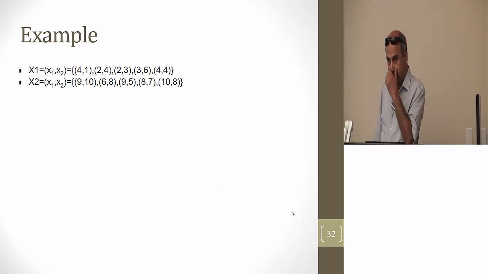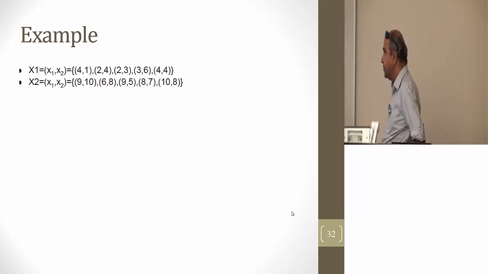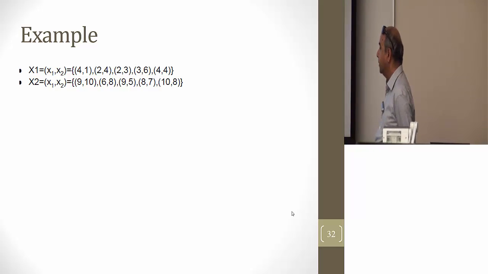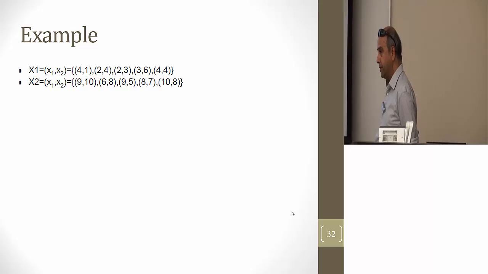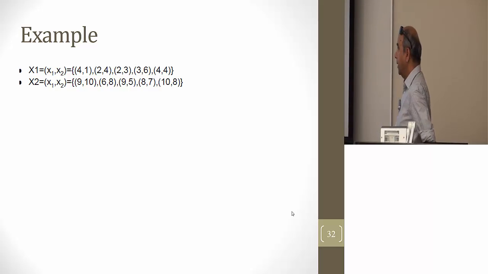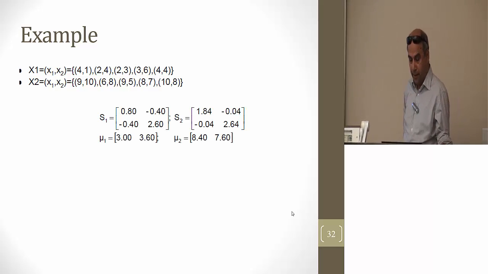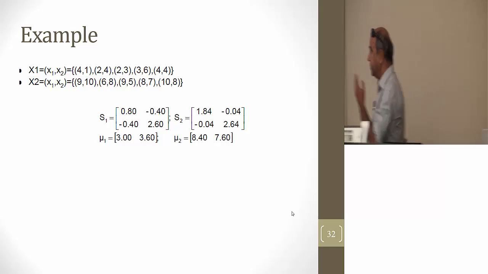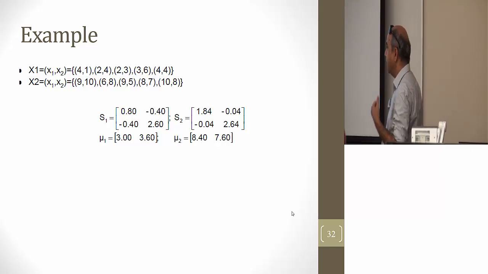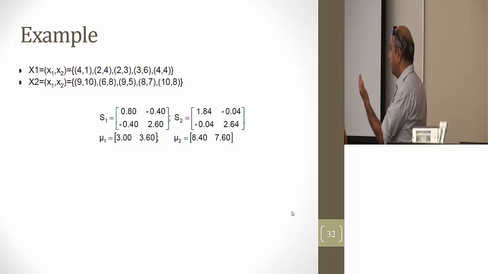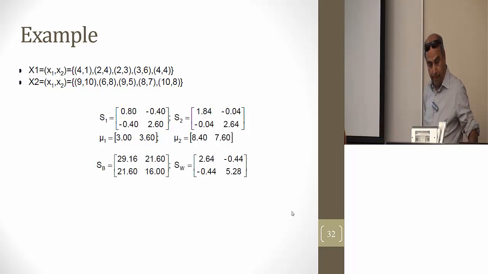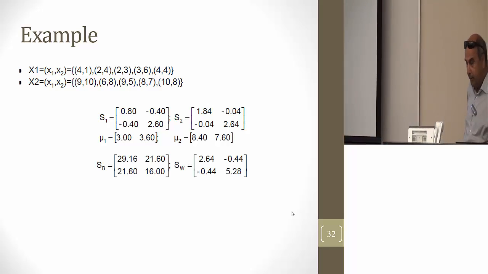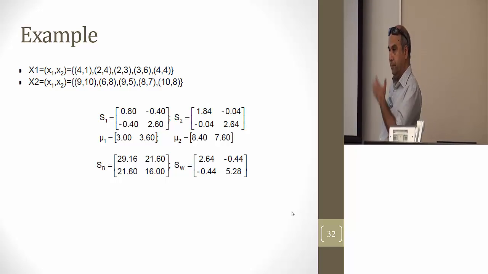Okay, so this is an example. We have two classes, and these are their values. They are samples, and it's just two-dimensional, a very simple case. And these are the matrices you will compute: S1, S2, and mu1, mu2, and then SB and SW, right there.